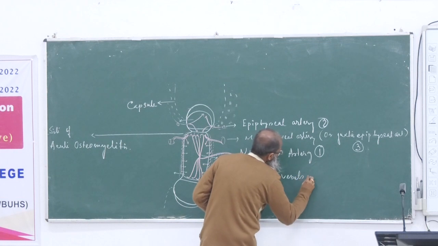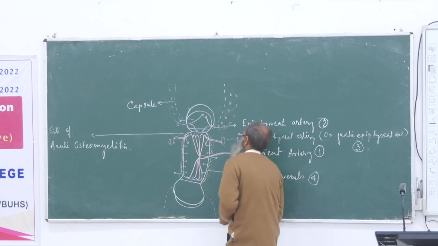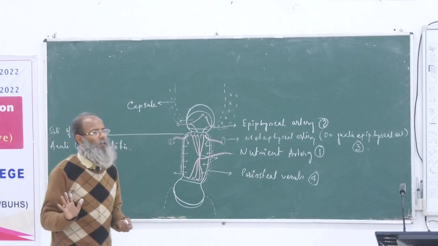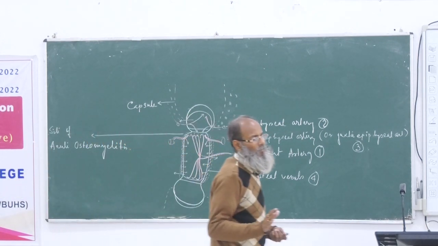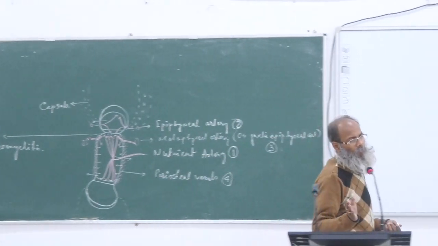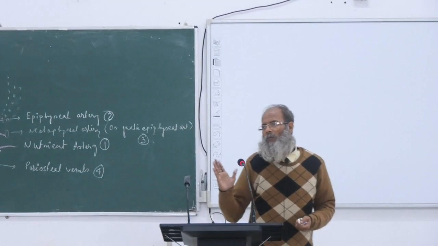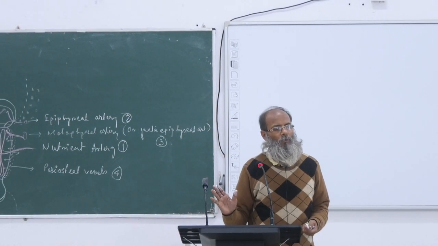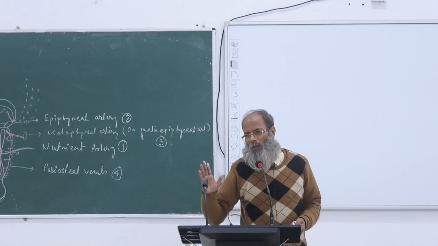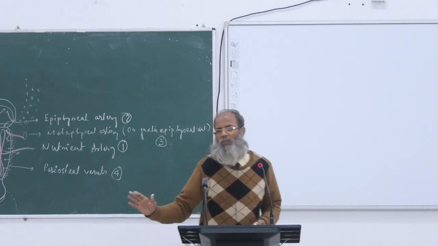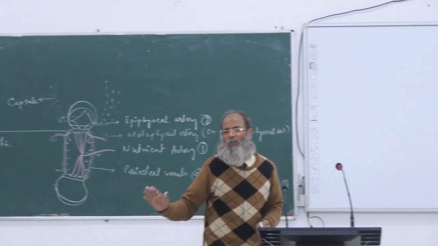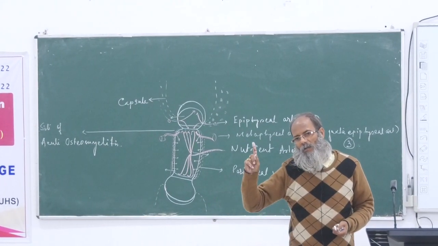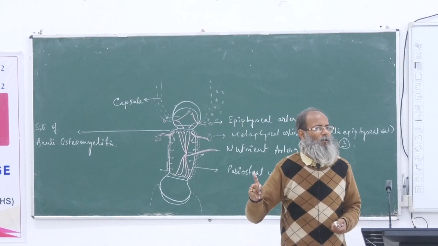Periosteal vessels. This is type 4. This general plan should be kept in mind. Now I repeat, in case of sesamoid bone, what we don't have? We don't have Haversian system, the periosteum, primary center for ossification, or a typical nutrient artery supply to a bone.